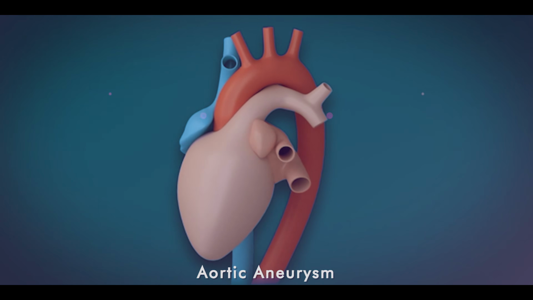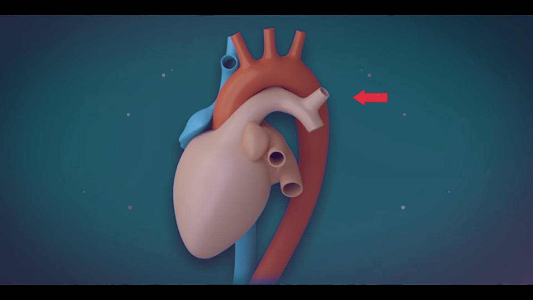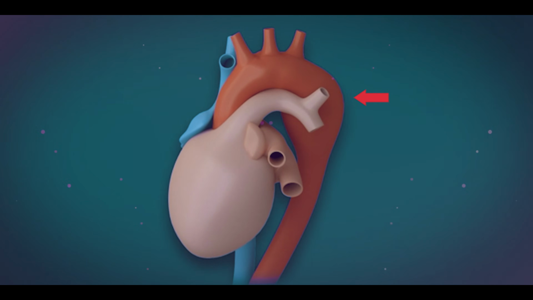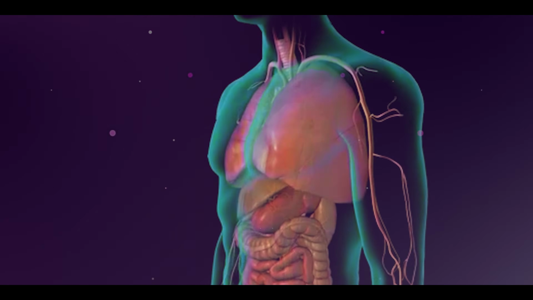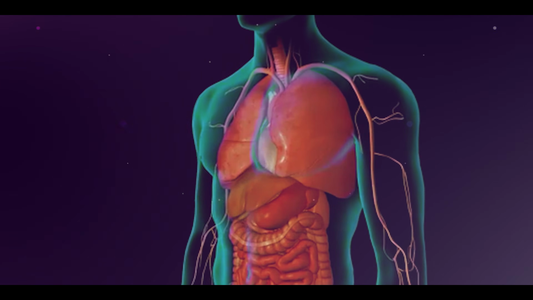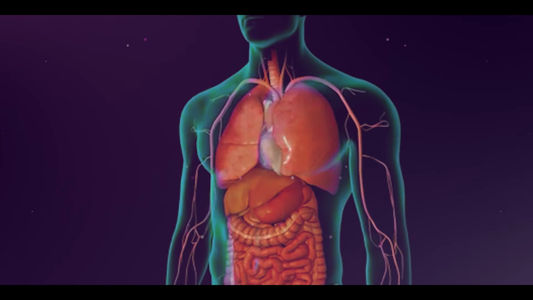Aortic aneurysm is a medical condition in which the patient's aorta swells and forms a bulge near the chest or abdominal region. The aorta is the largest artery in our body, responsible for carrying blood from the heart and supplying it to the entire body.